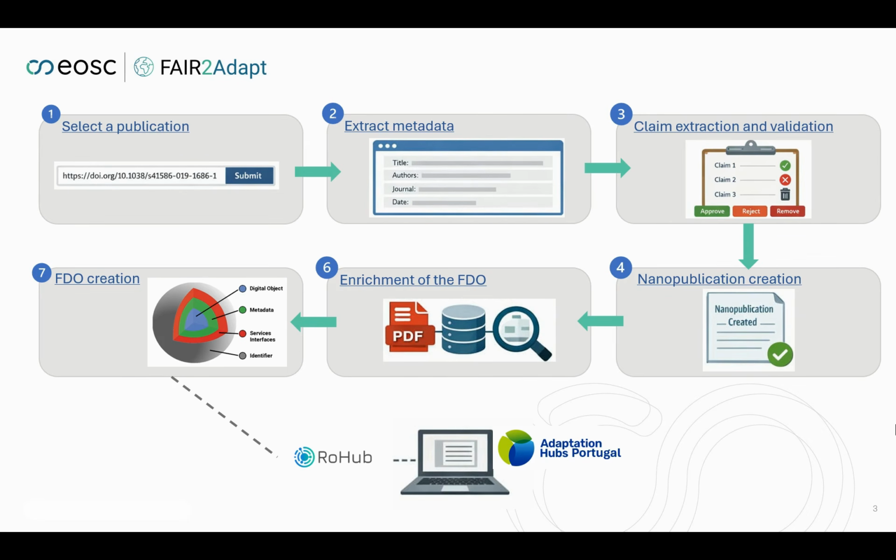Then from the entire PDF, we can later do an enrichment of the FAIR digital object, to add more metadata and then create the FAIR digital object, which is the object itself that will then be added to RoHub. It's an RO-Crate that will be added to RoHub. Then somehow there will be an interface or API between RoHub and the Adaptation Hub Portugal, where the user will really go into the hub and search for data on temperature. How many heat wave days did we have in the past 10 years?